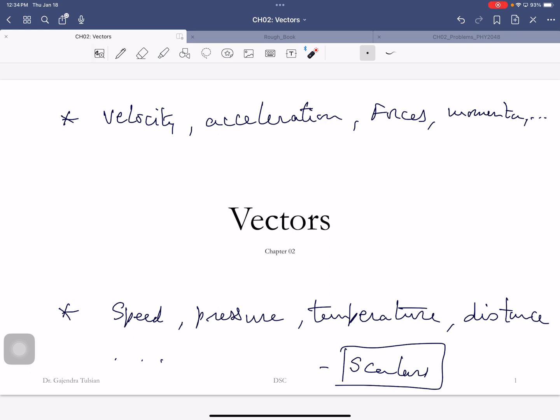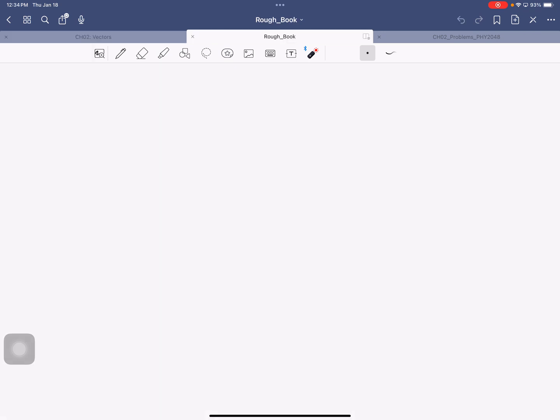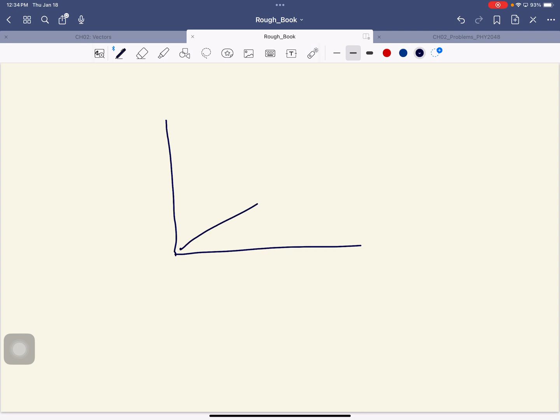Now let's come to the direction part. Let's say I apply a force in this direction. The force is being represented by a vector. The length of the vector is the magnitude of the force. And to specify this direction, what you really need is two numbers. So here's a projection.